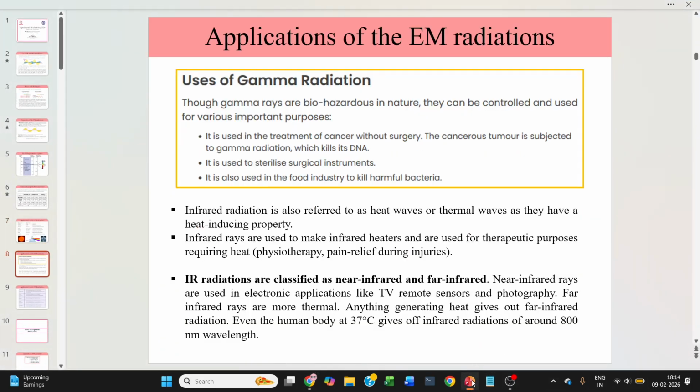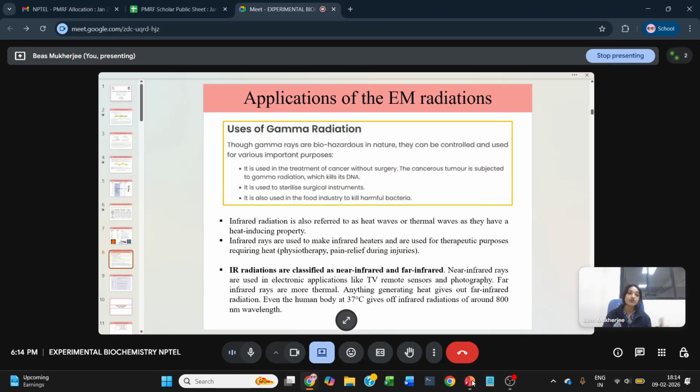Right. So now we will talk about the applications of these different radiations in a little more detail, because these come as match the following questions in your GATE and CSIR NET, ICMR, DBT, all of these different exams. Okay, and also NPTEL examinations.